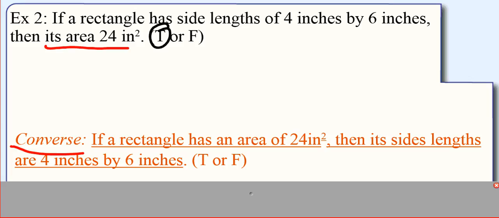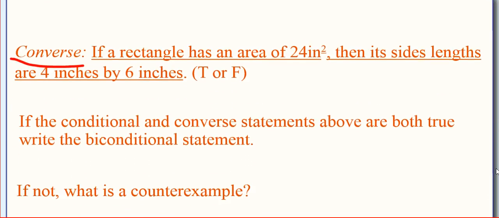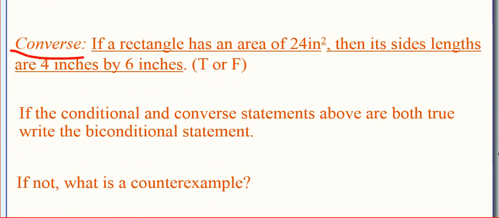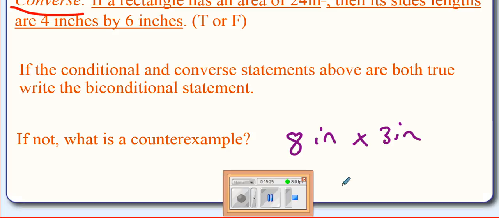So with this converse statement, is that true or false? If it has an area of 24, do the side lengths have to be 4 and 6? That's not true. If it was true, we would write it as a biconditional statement, if and only if, but it's not true. There's a counterexample. The side lengths could also be 8 inches by 3 inches, or maybe even 12 by 2. Either one would be a counterexample.